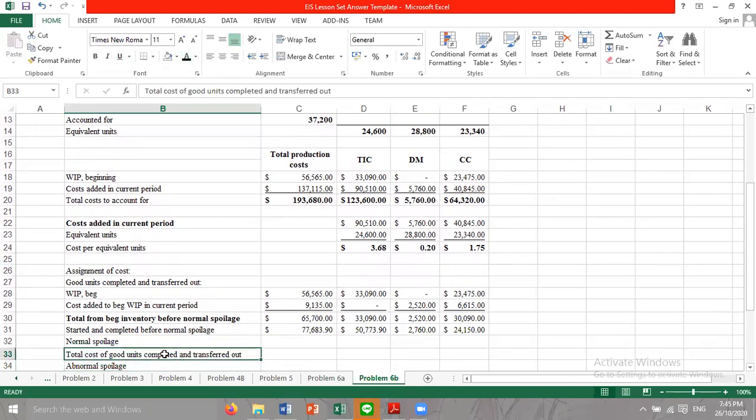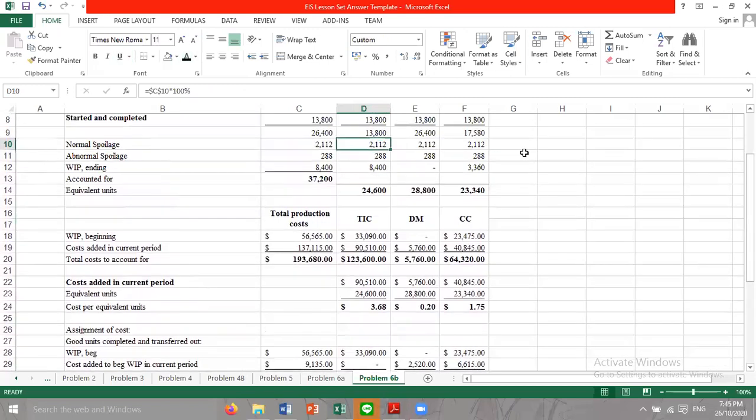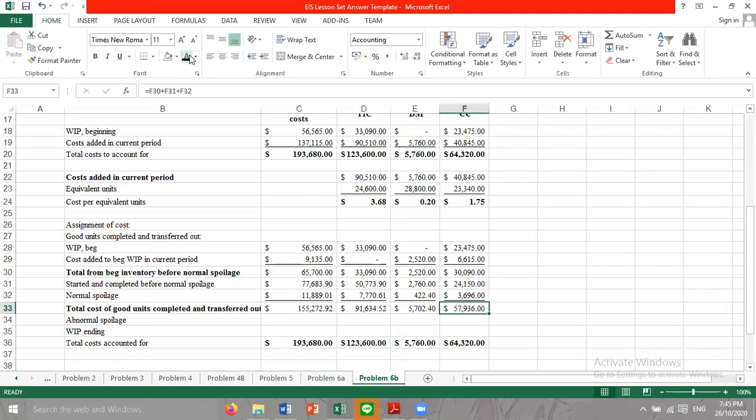Then we also need to calculate the allocation of cost for normal spoilage to get the total cost of goods unit completed and transferred out, which is practically normal spoilage plus started and completed plus total from beginning inventory before normal spoilage. Same principle: cost per equivalent units multiplied by equivalent units in the normal spoilage. We get 7,770, 420, and 3,696 to get a total of 11,889.01. And then we sum these three and we'll get a total of 155,272.92.